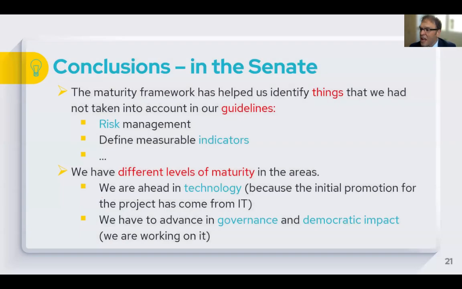Sorry, Andy, for the delay. First, conclusions here in our chamber in the Senate. The maturity framework, as I said, has helped us identify things that we had not taken into account in our guidelines. For example, risk management, we are weak in this, and defining measurable indicators. We haven't done that yet.